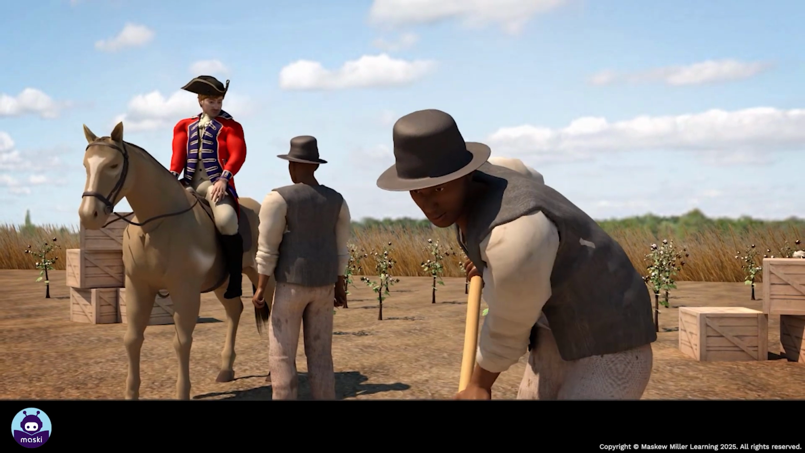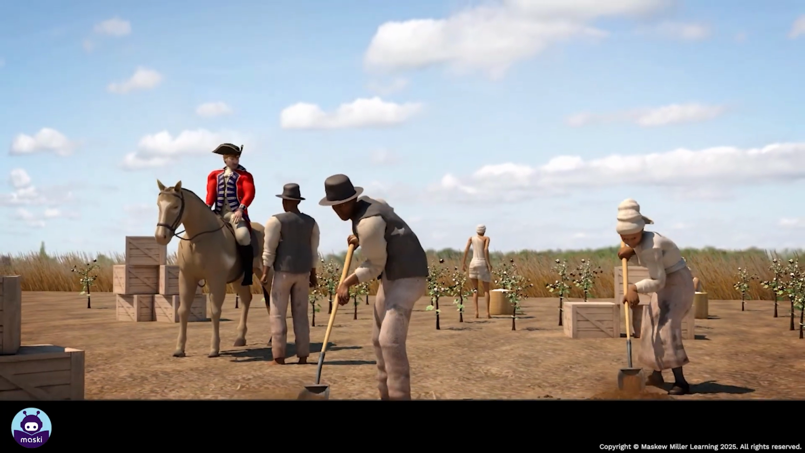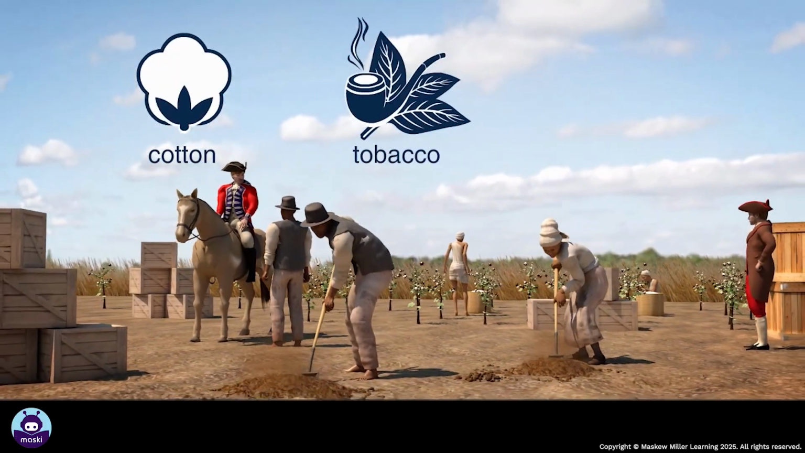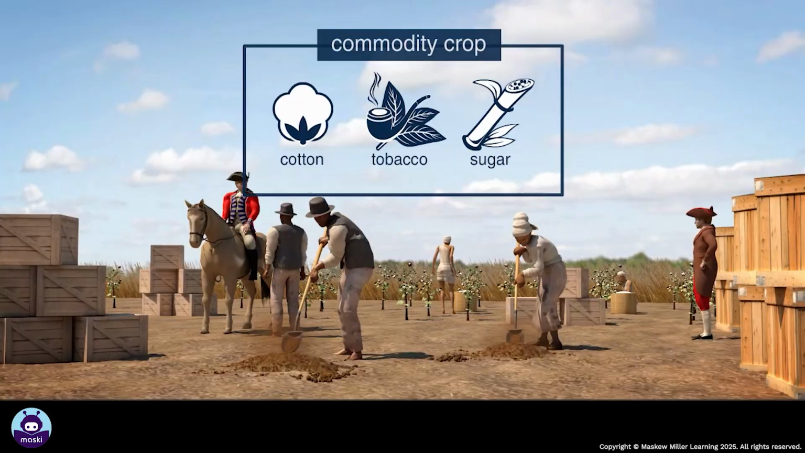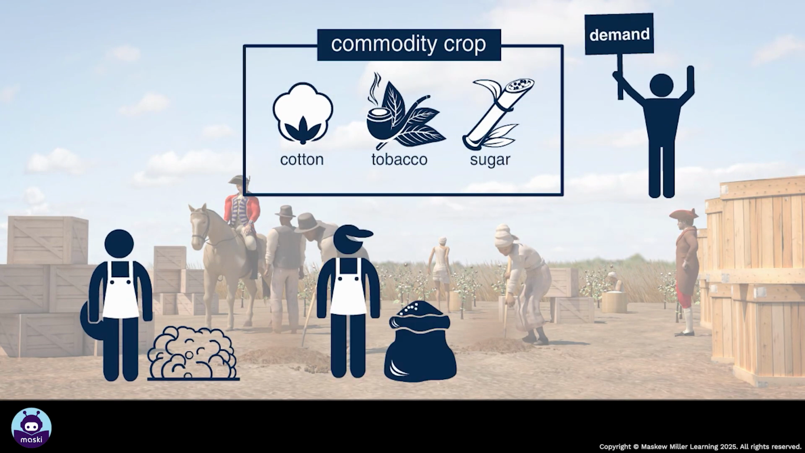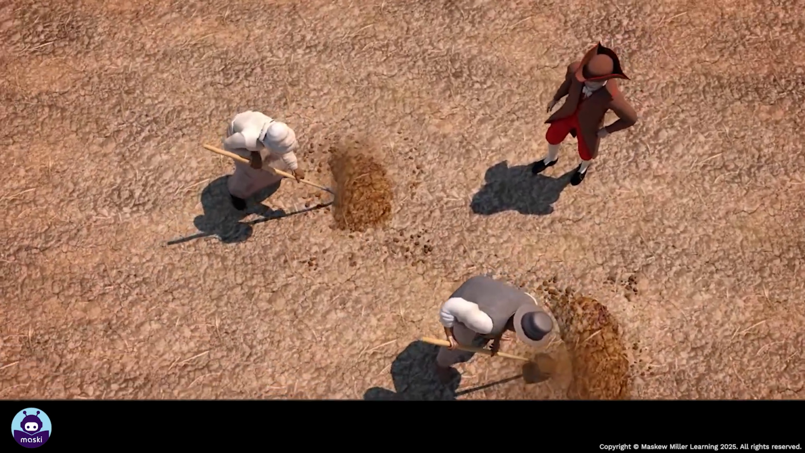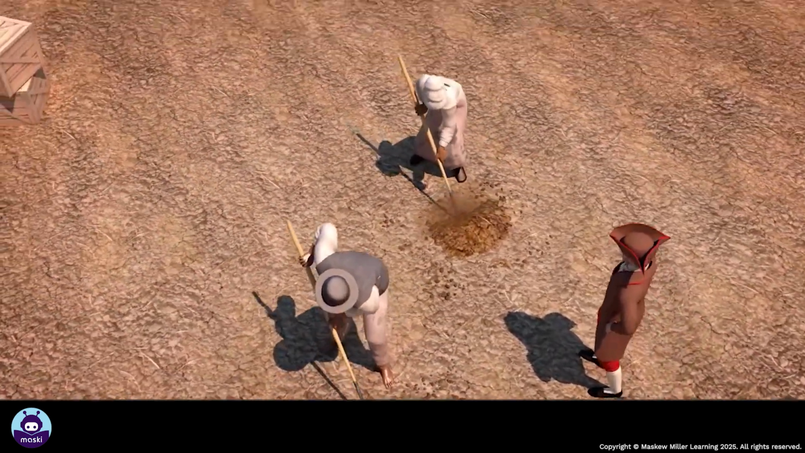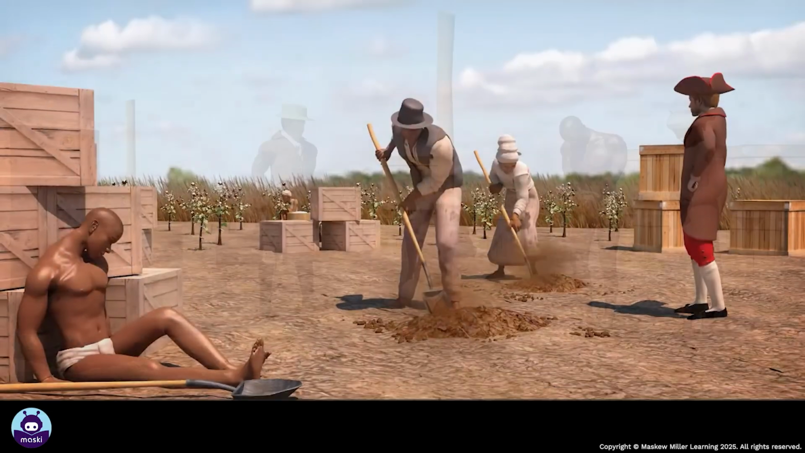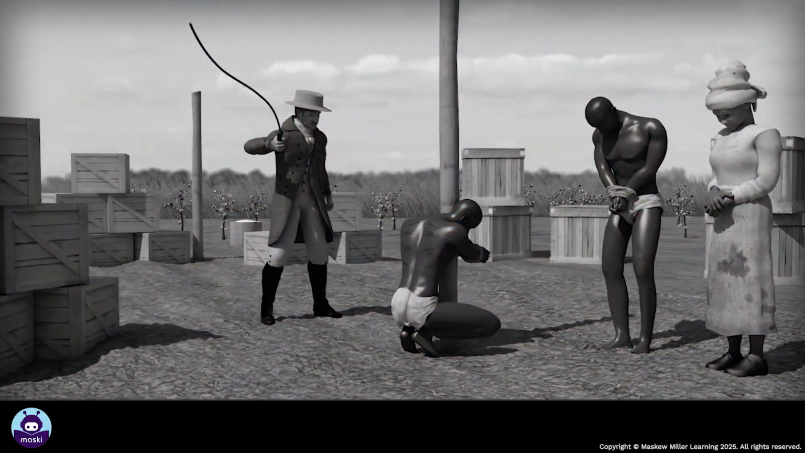On the American continent, the slaves were forced to work as laborers on plantations where they grew commodity crops such as cotton, tobacco, and sugar. A commodity crop, also called a cash crop, is a crop that is always in demand and can be grown and sold in large quantities to make a profit. The work was difficult, and the conditions in which they lived were harsh. They were often treated badly by their owners, who viewed them as property.